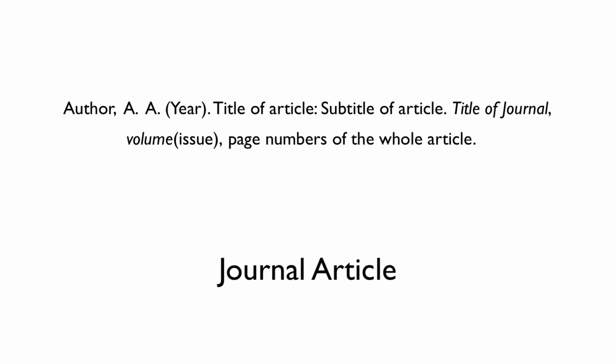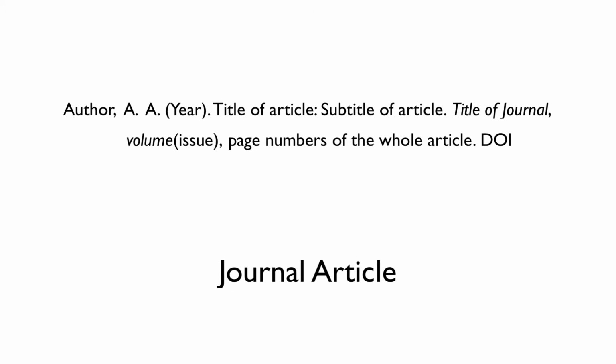To reference a journal article, you need the author or authors of the article, the year it was published, the title of the article, the name of the journal that published the article, the volume and issue number, the page range, and finally, the DOI number of the article. After you gather this information, it's time to reference.